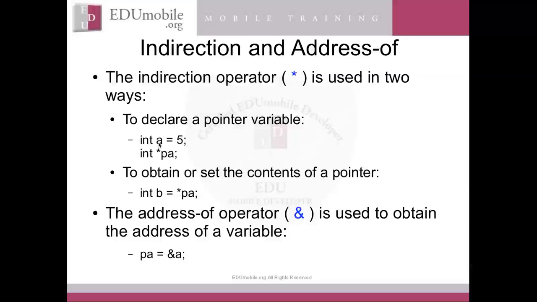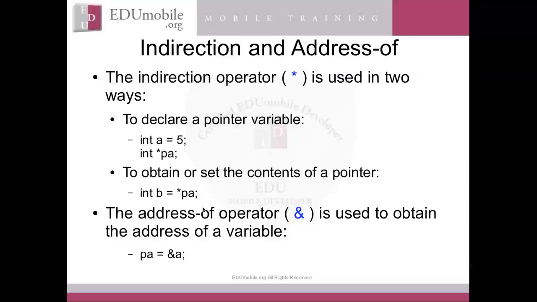So here I have an integer a that I'm setting equal to 5. And here I have an integer pointer, and here's my indirection operator, called pa. And in the C language, it's very common to have a variable name called p-something, which means that it's a pointer. The indirection operator is also used to obtain or set the contents of a pointer. And here, I'm setting the integer value b to whatever pa is pointing to, the contents of the address in pa.